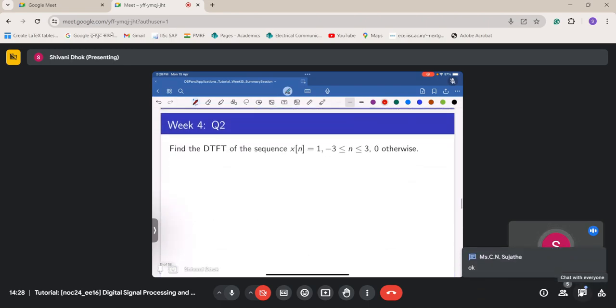Week 2 and week 3 detailed solutions are available, so I won't go into them. This is week 4. For week 4, there were no detailed solutions given, so that's why this is question 2 which you had asked. This is a simple question. You just have to apply the definition of DTFT. What is given to us is a signal x of n, which is 1.